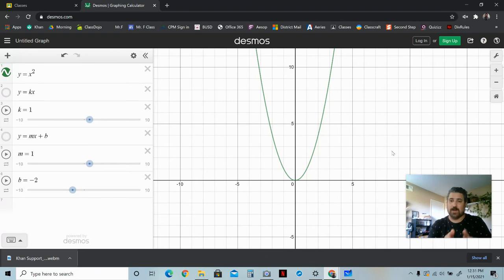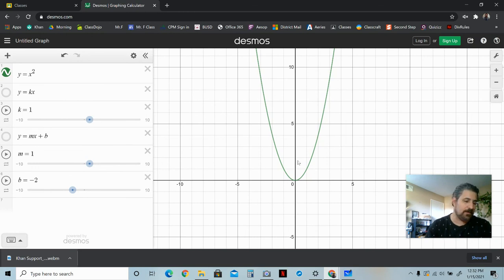Y equals positive x squared is an upward facing U. Y equals negative x squared would be a downward facing U. And then depending on what the coefficient or the multiplier is in front of that x squared, you're going to have either a wider or narrower version of that parabola. Okay, upward or downward, depending on the positive or negative.